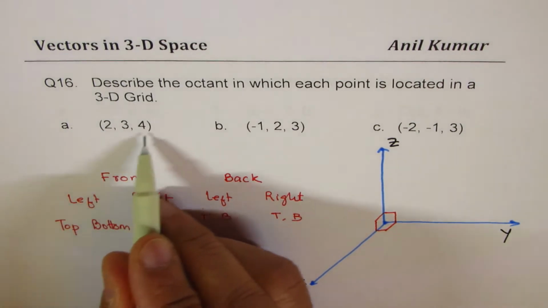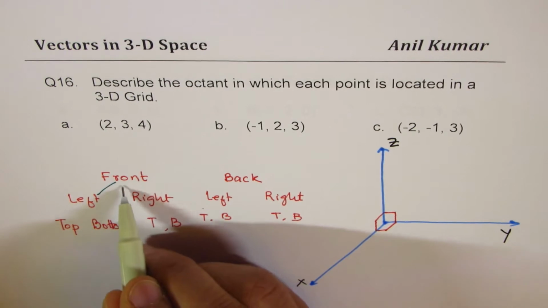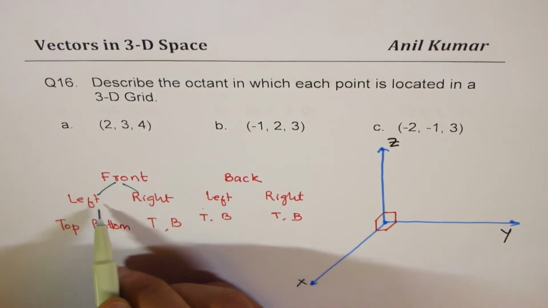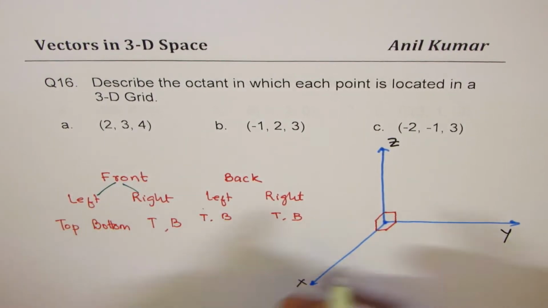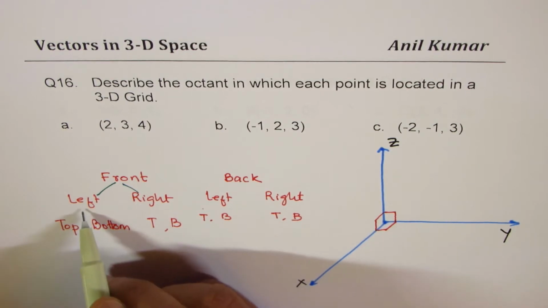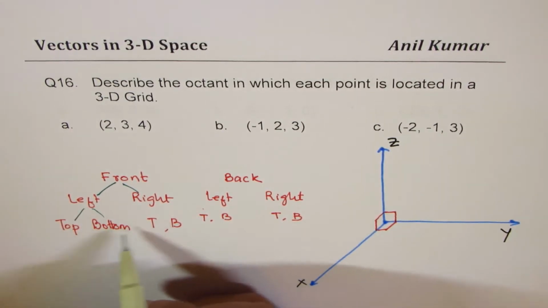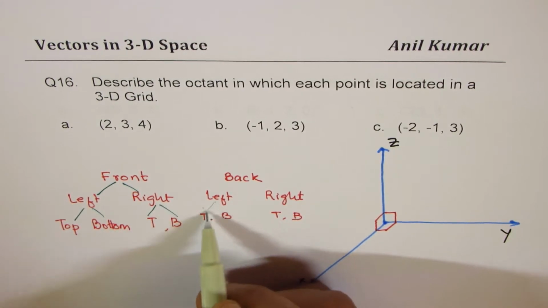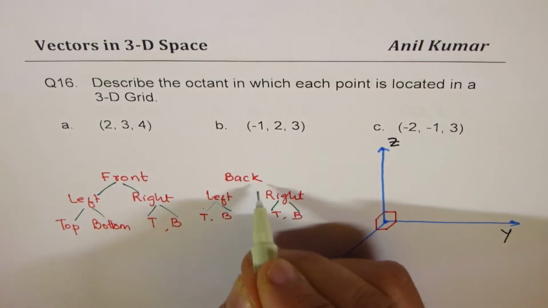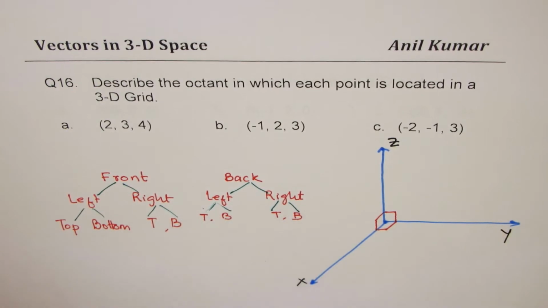So for describing where each point is, we'll say whether it is in front or in back, and then whether it's on the left side or on the right side. And once we know that, then we say whether it is top or bottom. Is it okay? So that gives you 8 different options, correct? I hope that makes sense.